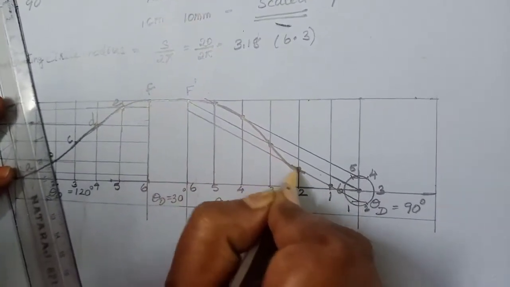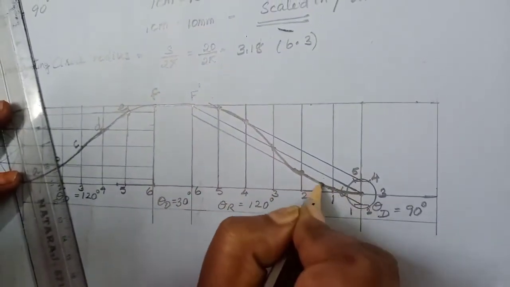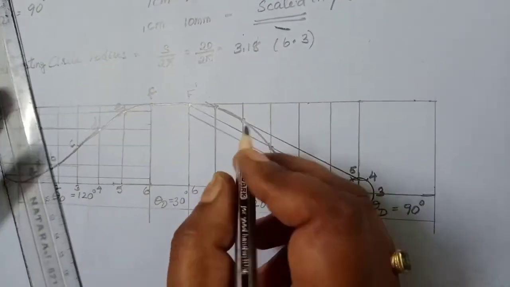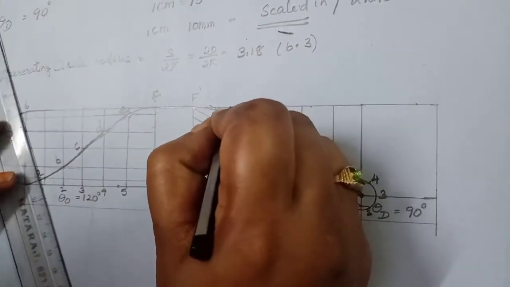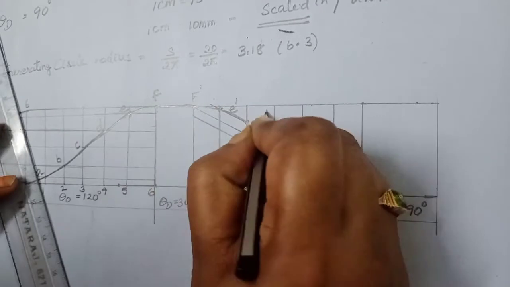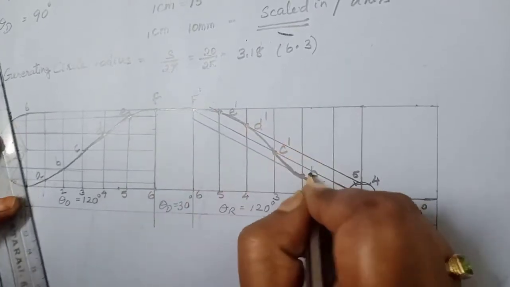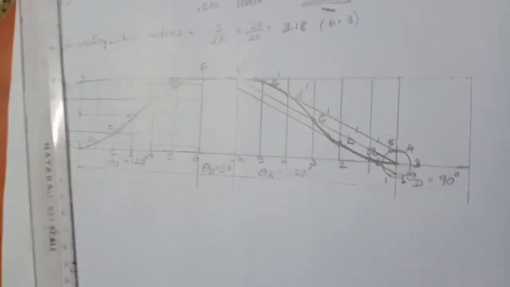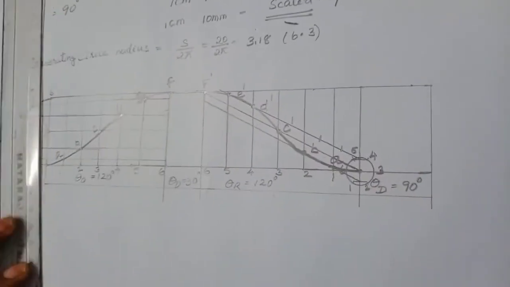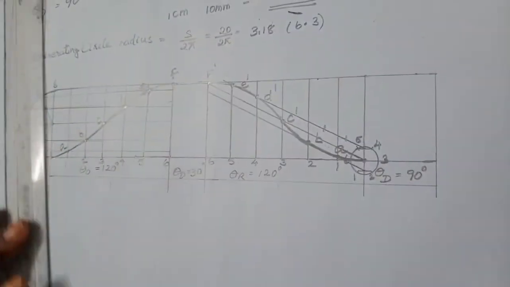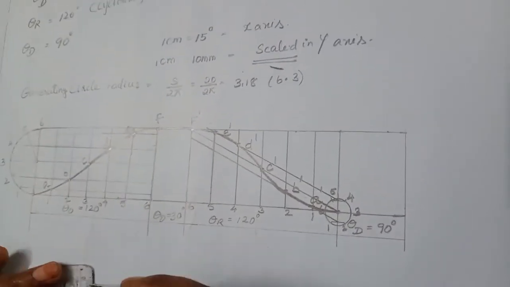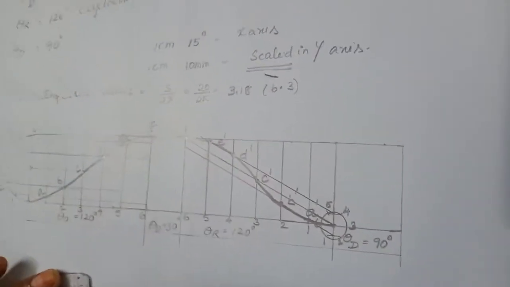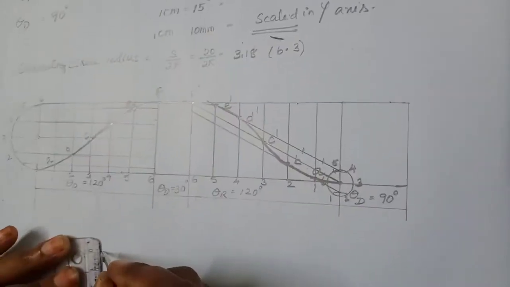So this is the required displacement diagram for the given cam profile. So F dash, this is E dash, D dash, C dash, B dash, A dash. Okay, so this is the required displacement diagram. Minimum radius, they have already given 25 mm. So now you need to construct your cam profile. So how can you construct this?